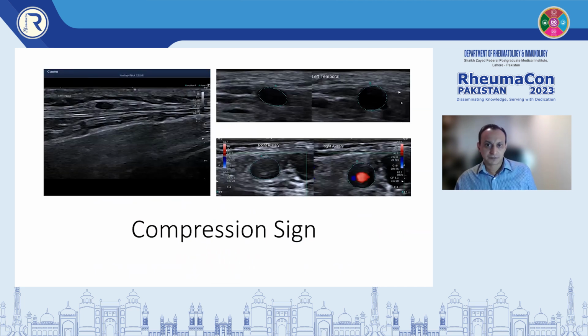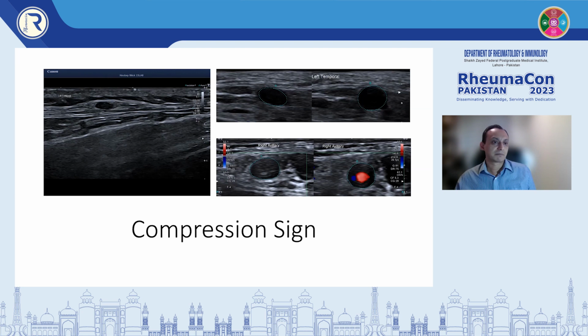And finally, we have the compression sign. We saw that you could completely squish the temporal artery when it is compressed. In this example, you can see that this is the uncompressed artery, and this is the compressed blood vessel where you can hardly see any significant difference. And similarly, the blood flow is maintained here as this is an uncompressed artery. And when you compress, there is not a huge difference in the area of the compressed and non-compressed artery.